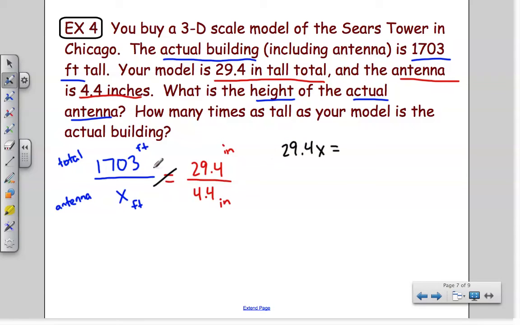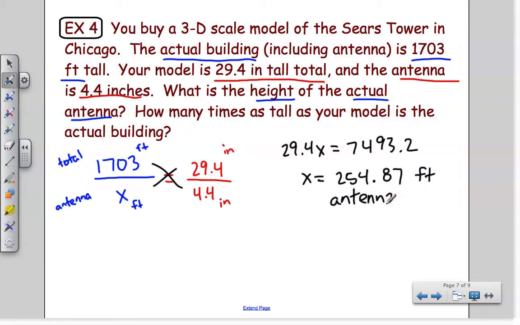29.4x equals, I have to do 1,703 times 4.4. You get 7,493.2, and then divide by 29.4. Here it is, the antenna height is 254, we'll do 2 decimal places, 254.87, and the real height was in feet. And that's for the antenna. Here's the height of the actual antenna.